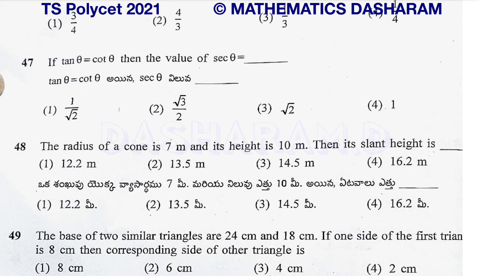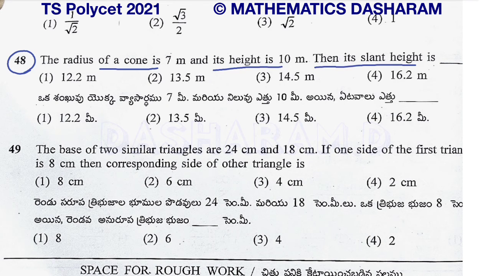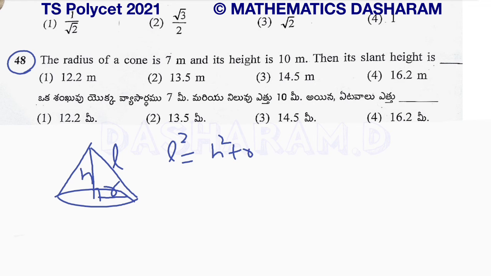Next, question number 48. The radius of a cone is 7 meters and its height is 10 meters. Then its slant height is. So here is a cone diagram. This is the radius r, this is the vertical height h, and this is the slant height. So here we know the slant height formula: L square equals h square plus r square.